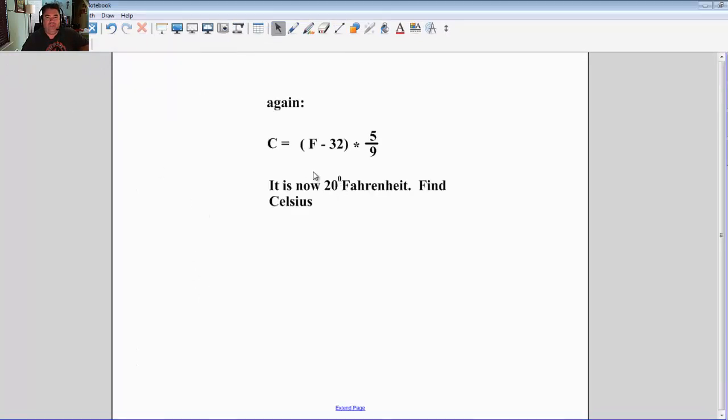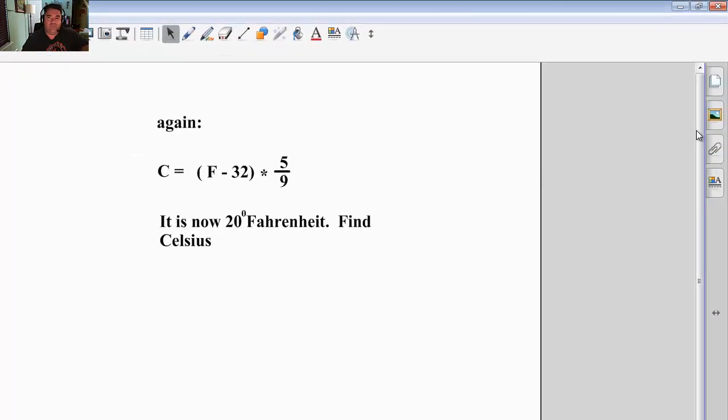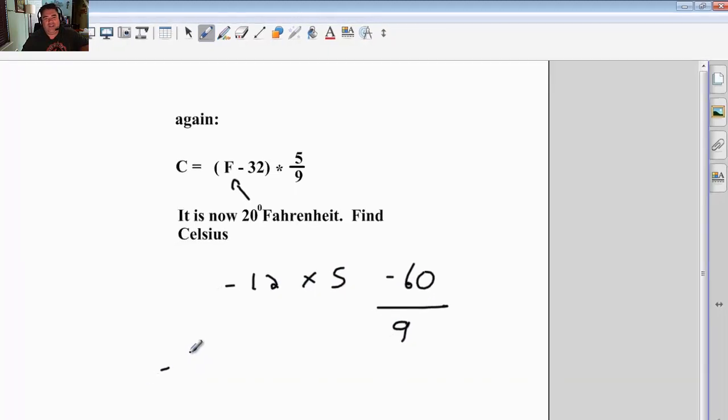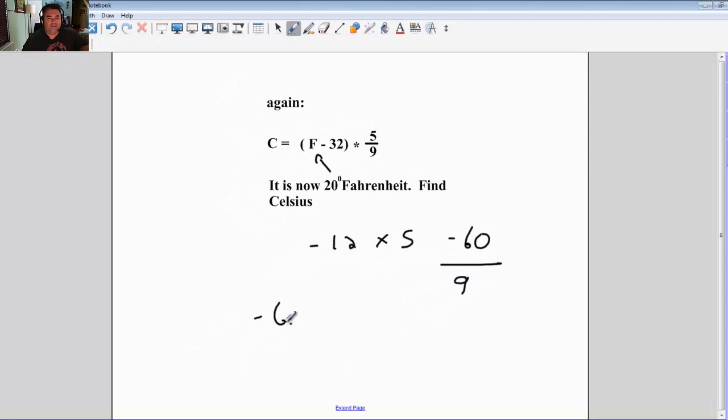One more time, plug in 20 degrees Fahrenheit. Let's find the Celsius. Go ahead. Let's see how you do it. Plug 20 in here. 20 minus 32 makes negative 12. Negative 12 times 5 is negative 60. Divide by 9, I want to say is negative 6.666666, so we'll just say negative 6.7.